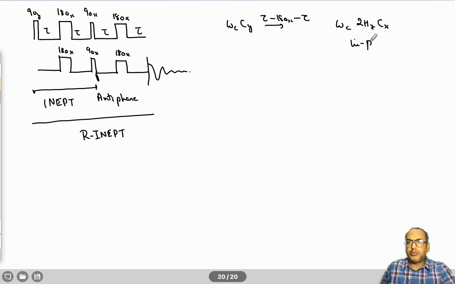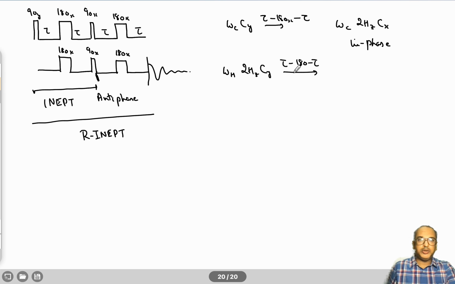So in phase component, you will get one in phase component, but that is modulated by omega c, which is less in intensity. We'll see what I mean. And the second component at this point was omega h 2HzCy. Now if I do tau 180 tau, I request you all to do this calculation yourself. Now you should be able to do it yourself, so I'm skipping this step and writing the answer directly.